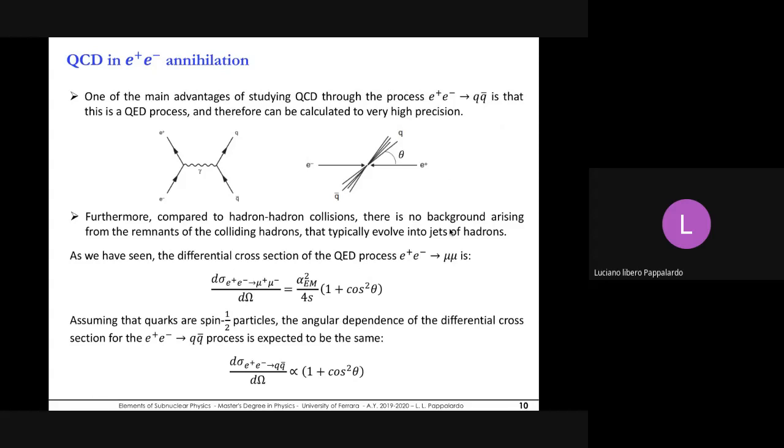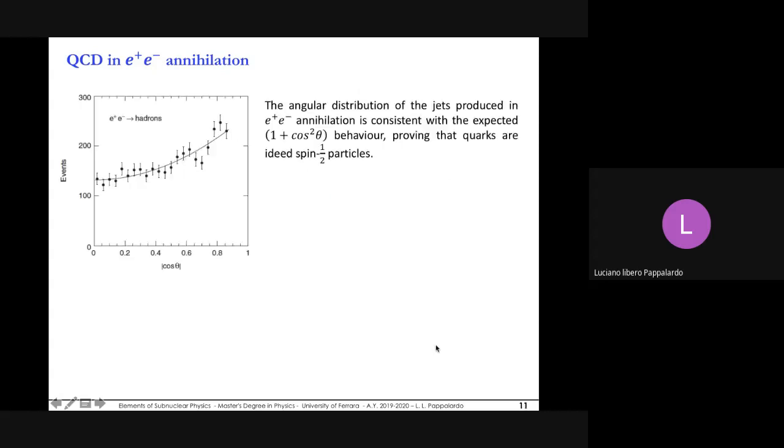Now, if we assume that quarks are also spin 1/2 particles, then we expect that the angular dependence for the process electron-positron into a quark-antiquark must be the same, okay? Here I put the proportionality because clearly the coupling constant is different, etc. But at least the angular dependence should be the same, supposing that quarks are also spin 1/2 particles. And this can be verified experimentally.